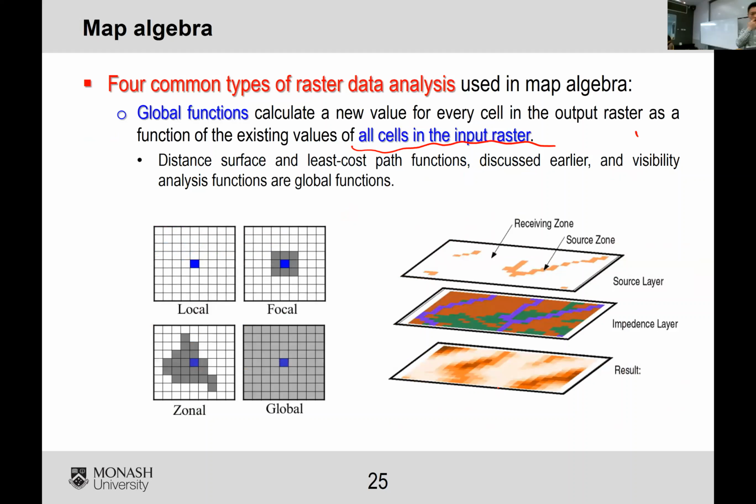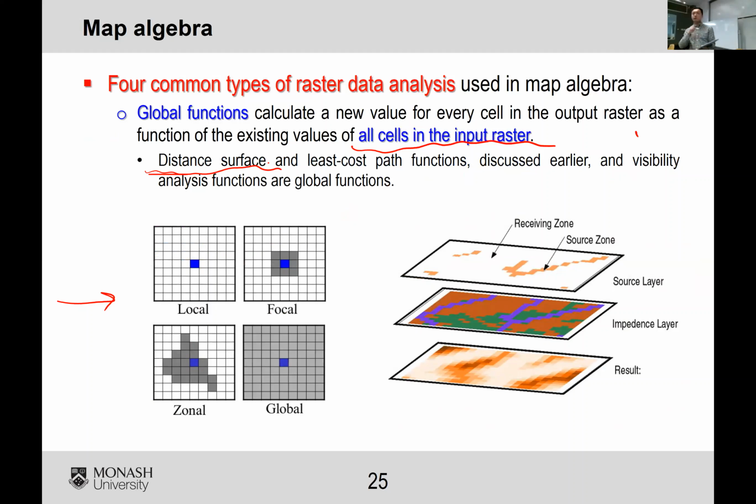And finally, there's the global function. So here we calculate the value for every cell in the output raster as a function of the existing values of all cells in the input raster. So if you look at this illustration here, the comparison between the local, focal, zonal and global functions, you'll see the difference between them. And in global, we are looking at all the cells, all the values in the input layer.